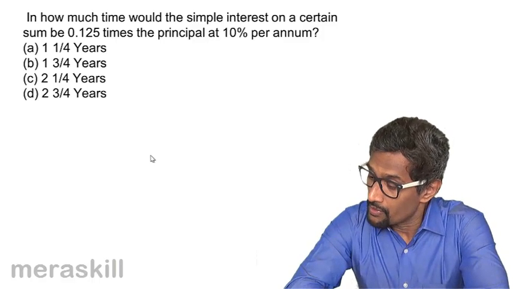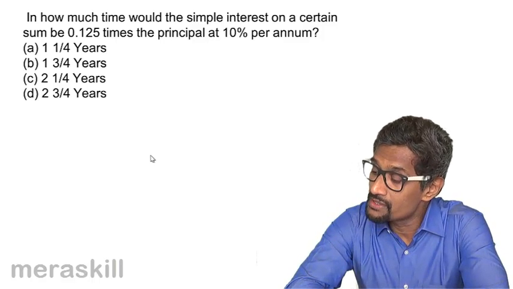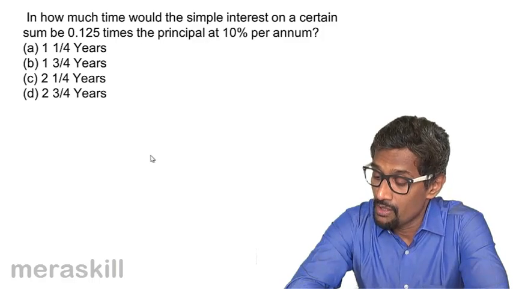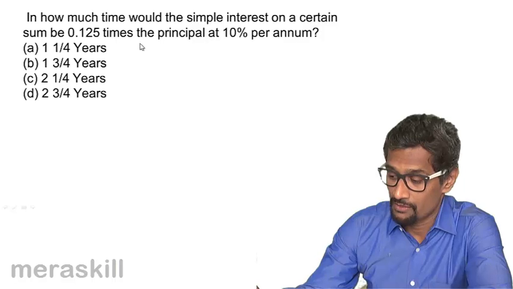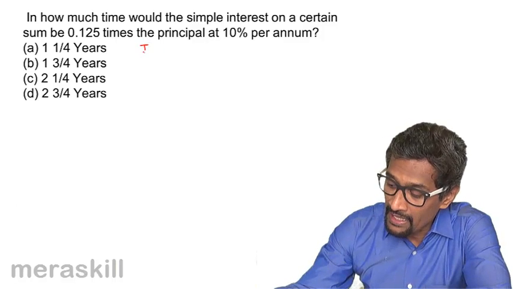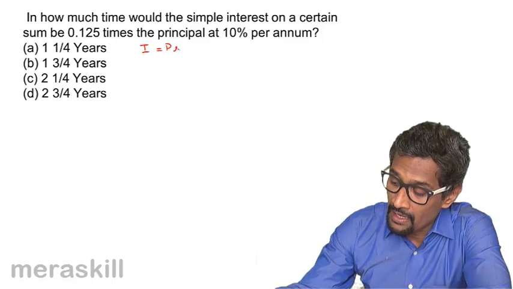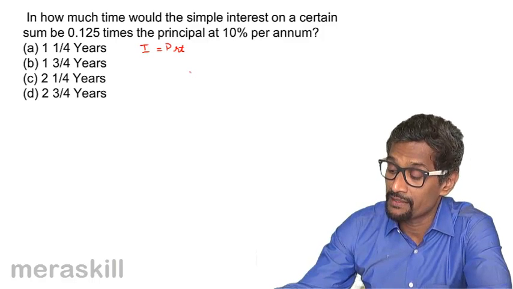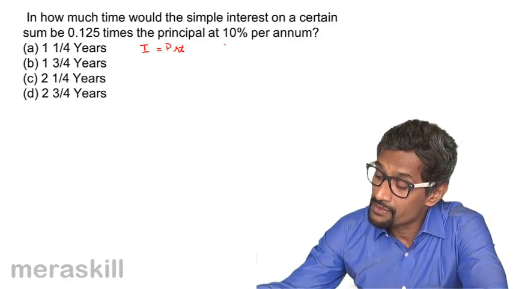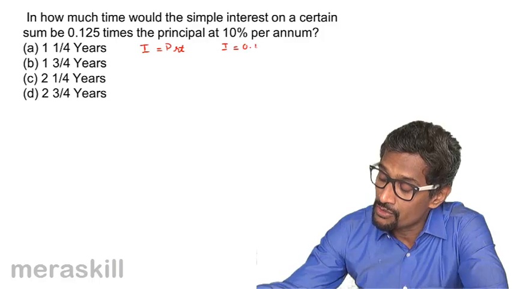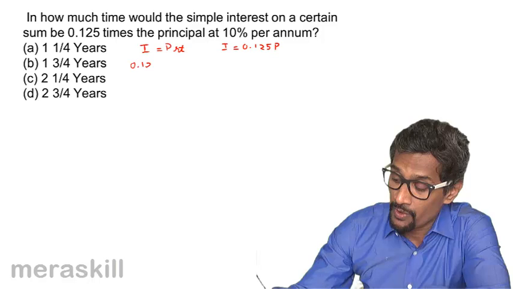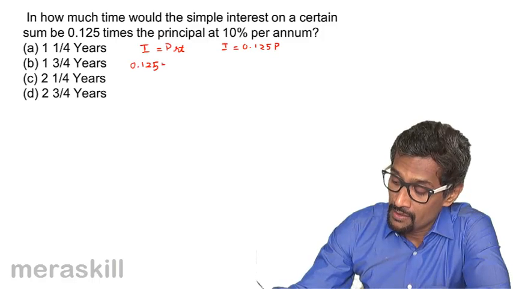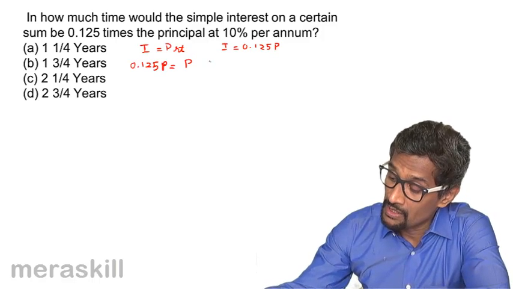Now here, in how much time would the simple interest on a certain sum be 0.125 times the sum? Here we won't use the amount formula. We shall use the I is equal to PRT formula because you've been asked to find the simple interest. Now it is told that I is actually 0.125P. So we can substitute as 0.125P is equal to P into rate 0.1 into T.